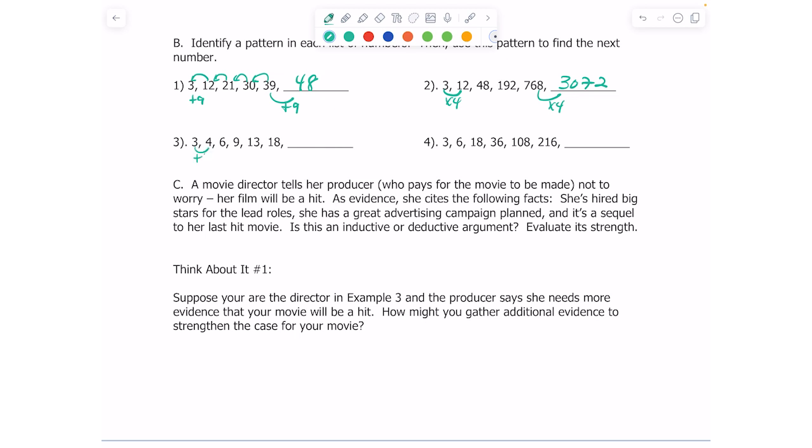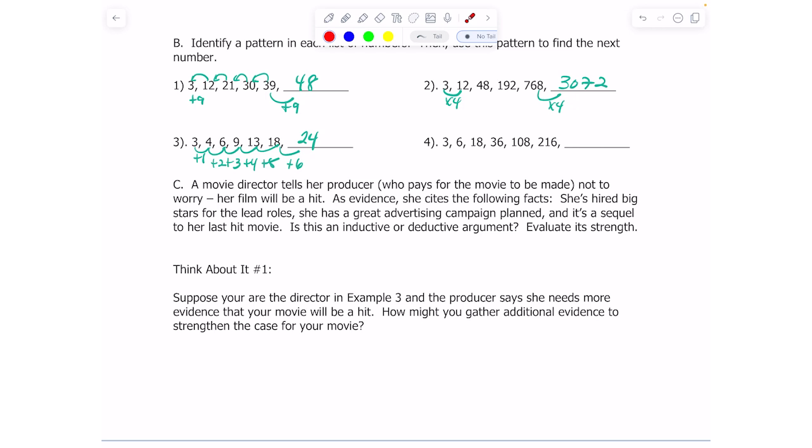So if I add 1, 3 plus 1 gives me 4. 4 plus 2 gives me 6. 6 plus 3 gives us 9. 9 plus 4 gives us 13. 13 plus 5 gives us 18. And what do you think we would do to get the next number? Well, you can see here that the pattern increases by 1, starting with the number 1. So the next term would be 18 plus 6, which is 24.